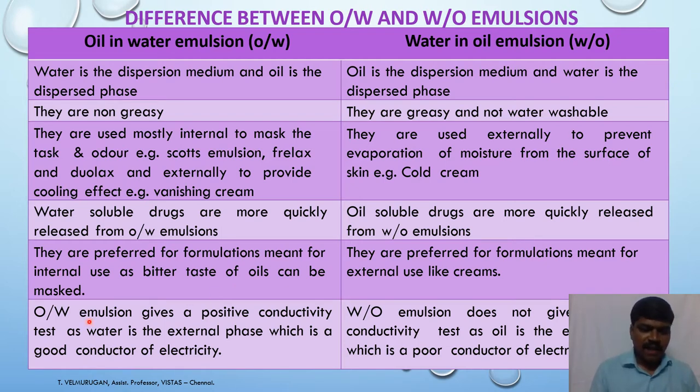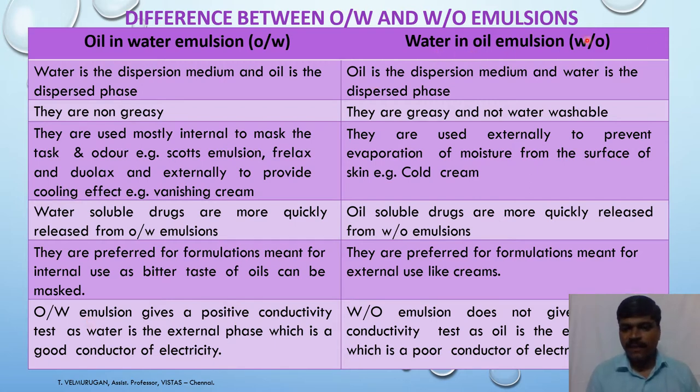Then oil in water type of emulsion gives a positive conductivity test, as water is the external phase, which is a good conductor of electricity. No problem, we can discuss the identification tests for oil in water type of emulsion clearly in that topic. The simple thing: oil in water type of emulsion means electricity will conduct. You just have to learn it. Why? Because water is a good conductor.